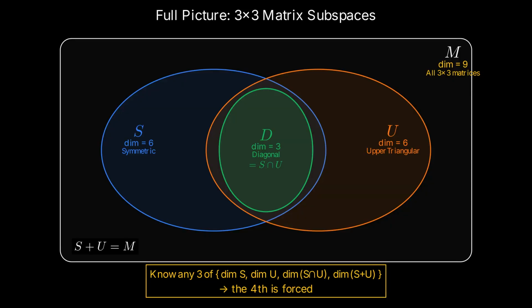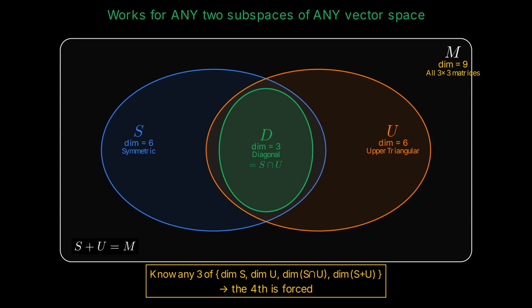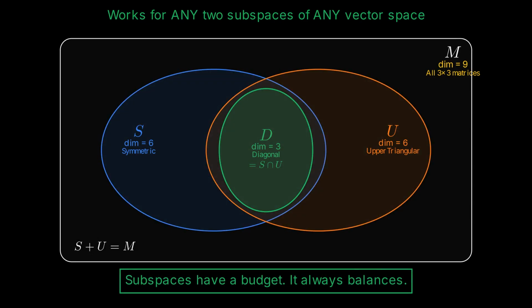If you know any three of the four quantities, dim S, dim U, dim of their intersection, and dim of their sum, then the fourth is forced. This same principle reappears in the rank nullity theorem and throughout abstract algebra. Subspaces have a budget, and it always balances.